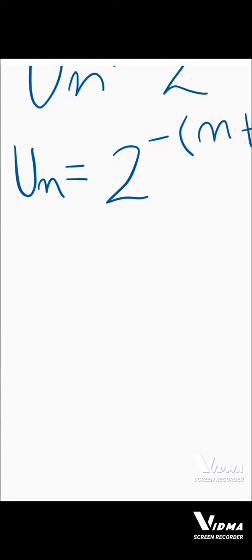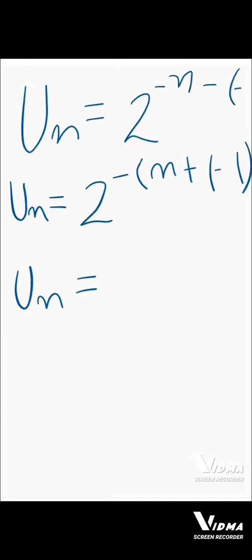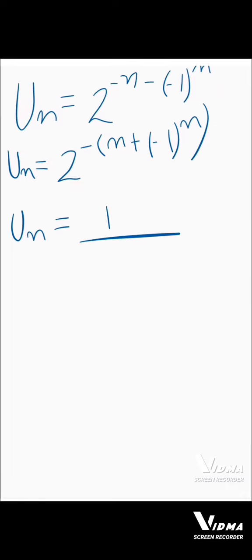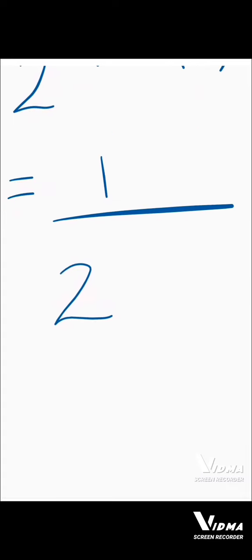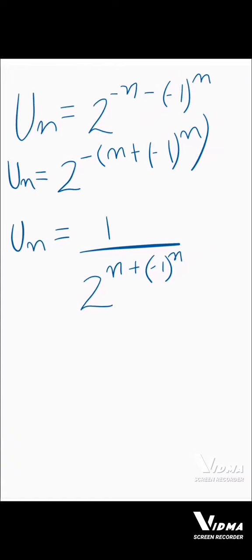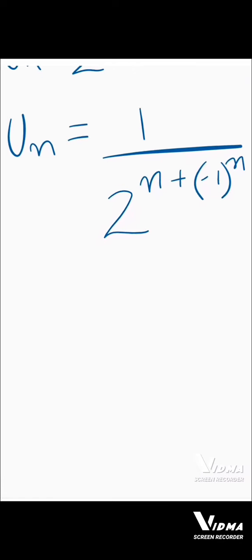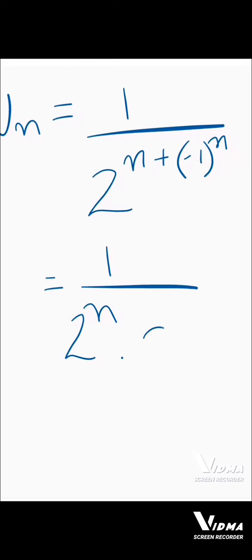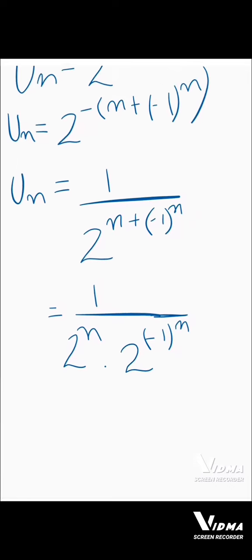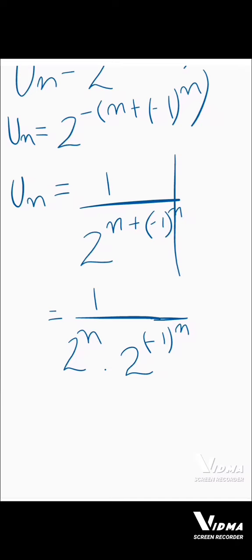Which can further be written as u_n = 1 / 2^(n + (-1)^n), and which further could be written as 1 / (2^n times 2^((-1)^n)). So this much simplification was required.